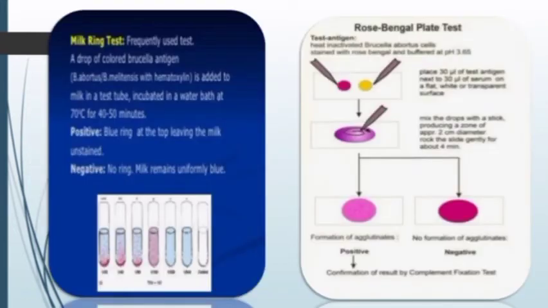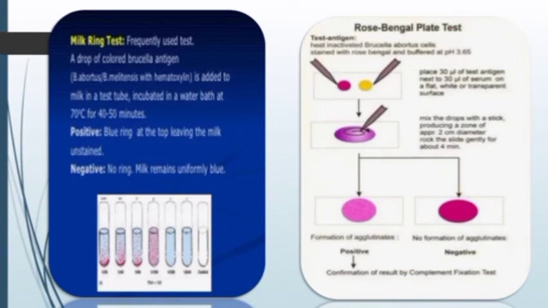Milk ring test. A frequently used test. A drop of colored Brucella antigen, Brucella abortus or Brucella melitensis with hematoxylin, is added to milk in a test tube, incubated in a water bath at 70 degrees centigrade for 40 to 50 minutes. Positive: blue ring at the top, leaving the milk unstained. Negative: no ring, milk remains uniformly blue.